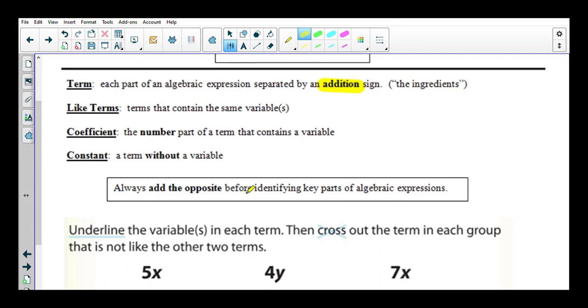The coefficient, this is probably a new word for you, is the number part of a term that contains a variable. What's really important here is it has to be a term that contains a variable that has a coefficient. A term that does not contain a variable, which is just a number, is a constant, not a coefficient. So that's our last key vocabulary word here. Again, a constant is a term without a variable. And I can't stress this enough, always add the opposite before you identify key parts of algebraic expressions. We'll do that in just a couple of moments.